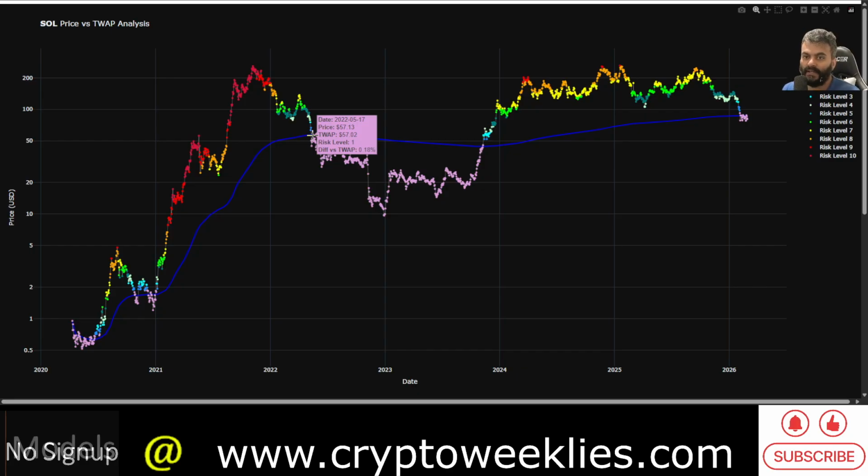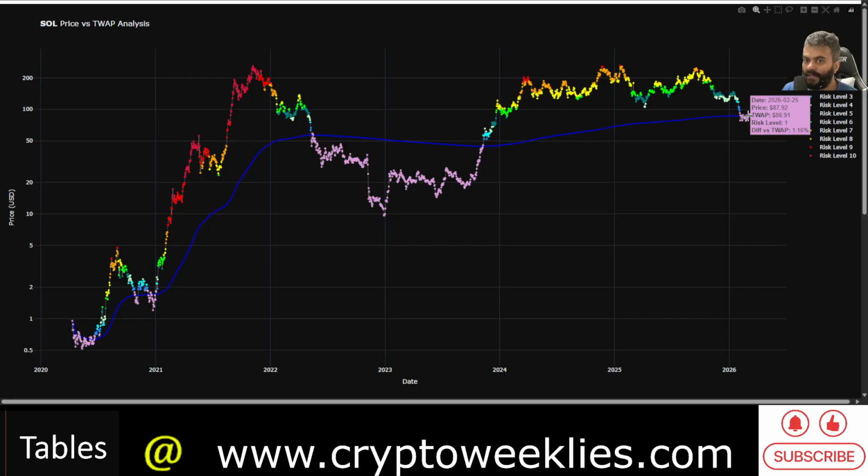Back then, when the price went below the time weighted average price in May of 2022, the time weighted average price was $57. Right now it is at around $87. So the $30 increment over the last 4 years in the time weighted average price is definitely a good indication that the time weighted average price for the asset is growing with time.